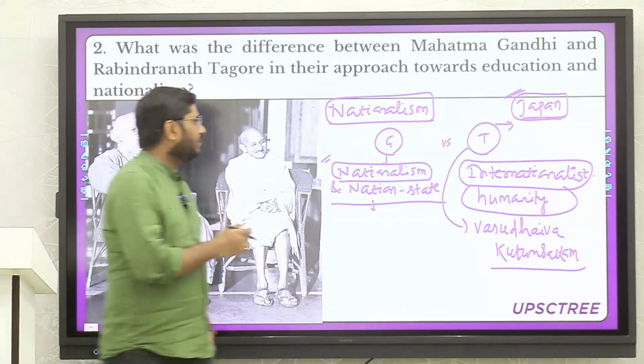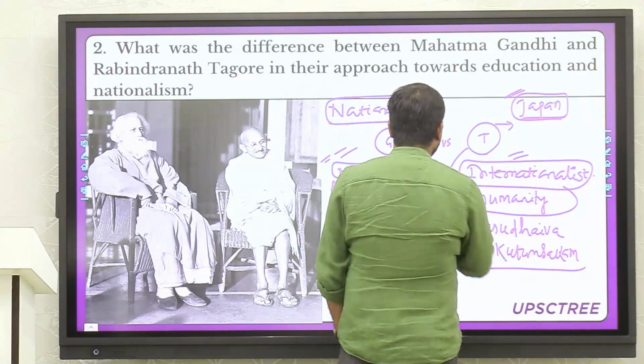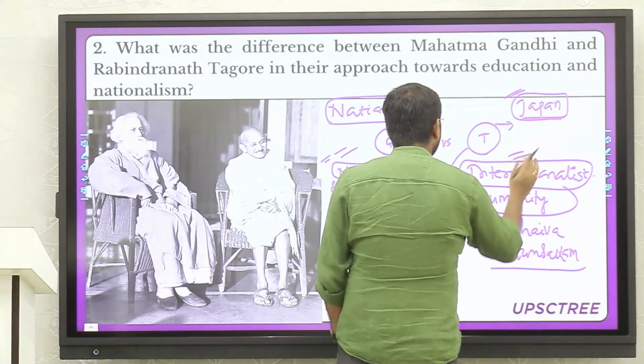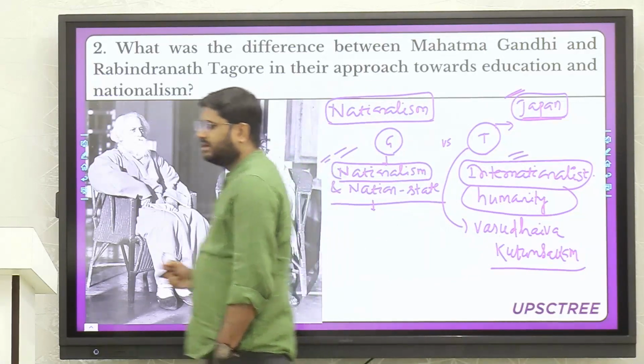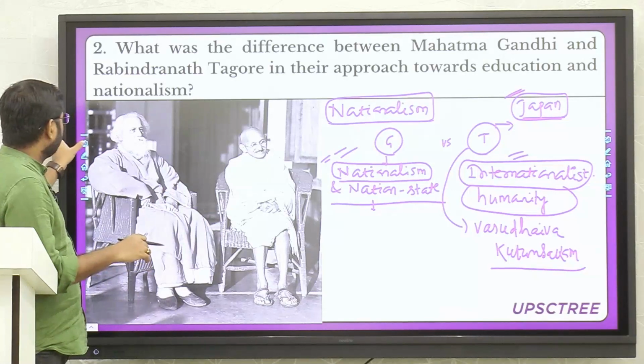These are the major differences. Gandhi talked about nationalism and building a nation, and he saw nothing wrong with it, but Tagore disliked nationalism and he went for internationalism. So these are the two most important factors.